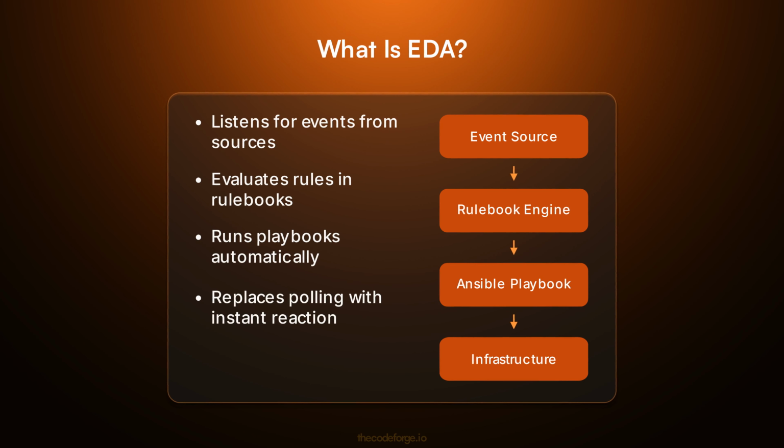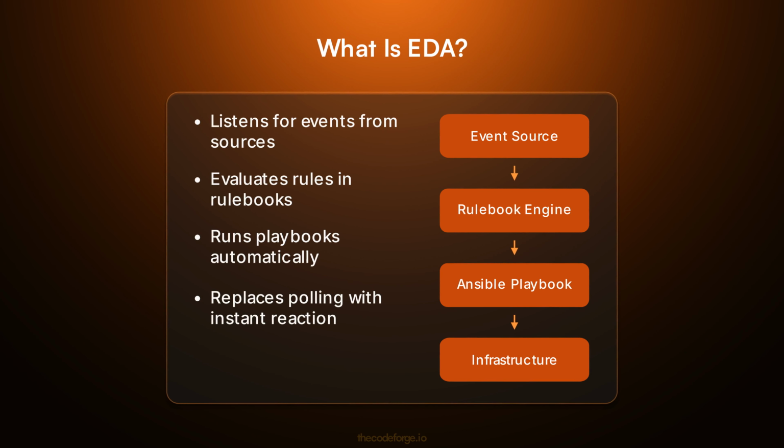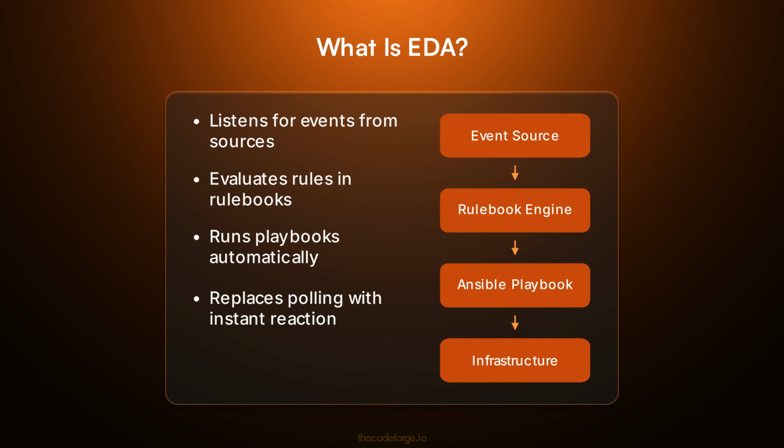Event-Driven Ansible, or EDA, is a framework that lets you define rules that listen for events, like a service going down or a file changing, and automatically run Ansible playbooks. You set up an event source, write a rulebook that maps events to actions, and the engine handles the rest.